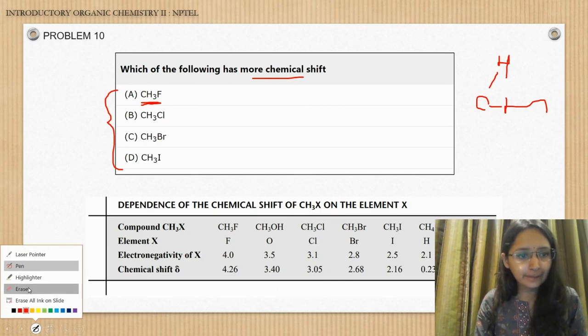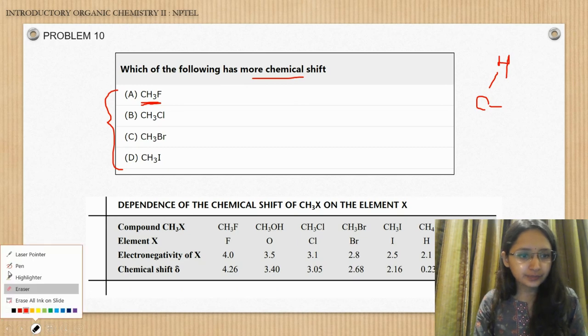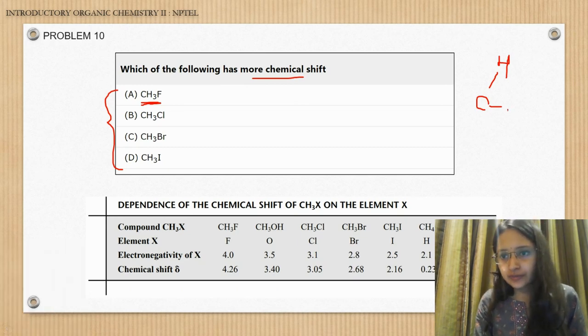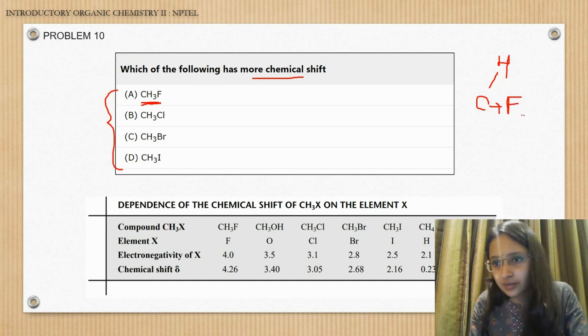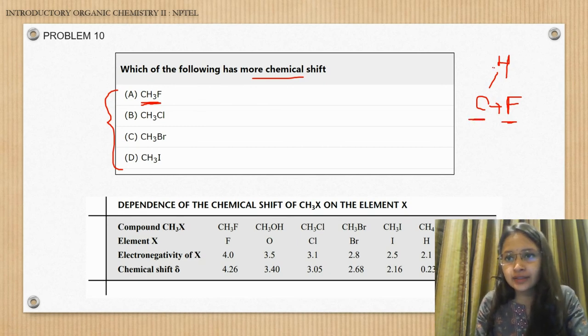It is not electron rich. It is electron deficient, right? So if this carbon is attached to the fluorine, which is a very electronegative atom, it suppresses the electron density at this carbon because it is attracting the electron density towards itself, right? So now this carbon will become the electron deficient carbon, and this hydrogen will become the electron deficient hydrogen.